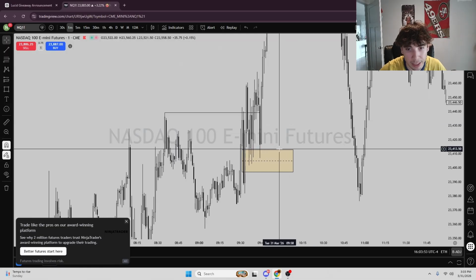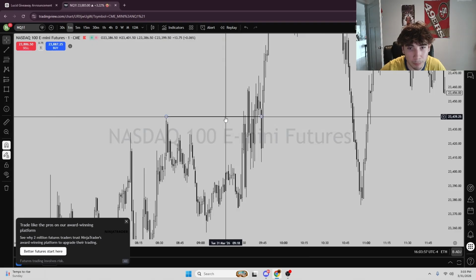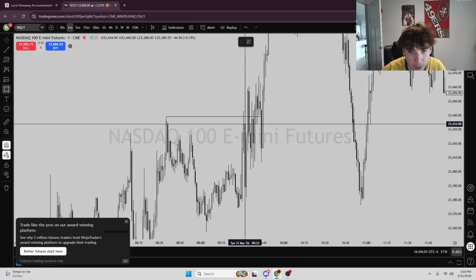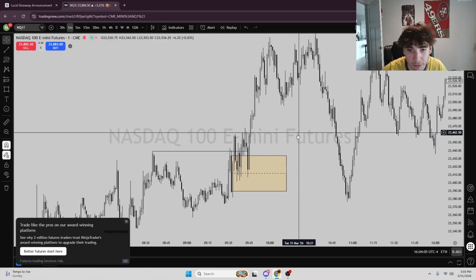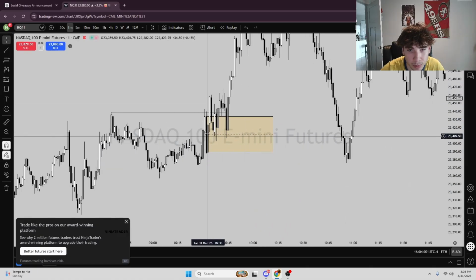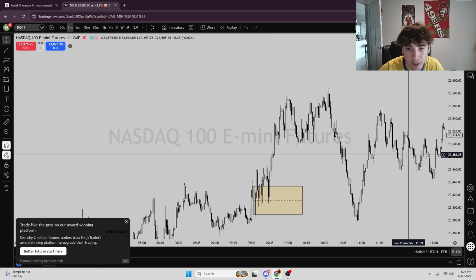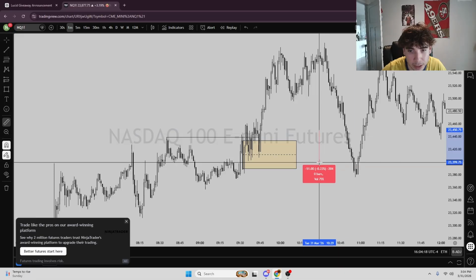But then look what happens, guys. We get a closure. Oops, what the heck? We get a closure above this high with this candlestick. Now this entire thing becomes your order block. And then look what happens. We come down, fill orders, and then continue higher for another 170 points. As soon as we get that closure above, this becomes the order block. These orders get filled and then we continue higher. You're able to use that to your advantage.